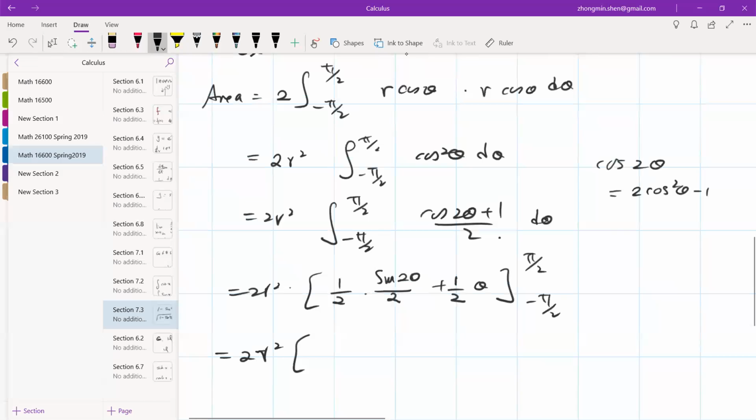Sine 2 theta, the difference at the two endpoints is going to be 0, because sine 2 times pi over 2 is sine pi, which is 0. Sine 2 times negative pi over 2 is sine negative pi. It's also 0. So don't worry about that. What you get is pi over 2 minus negative pi over 2, and that is pi. So it's going to be just pi r squared. That is the area of the circle.